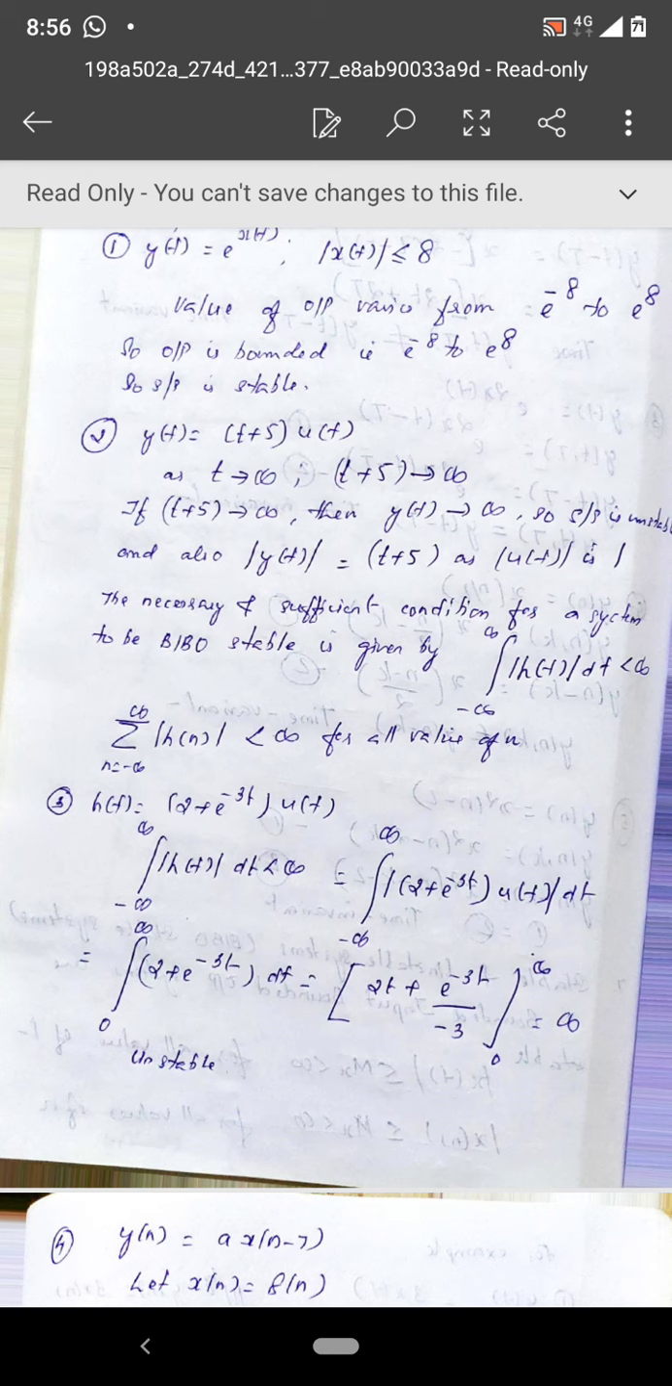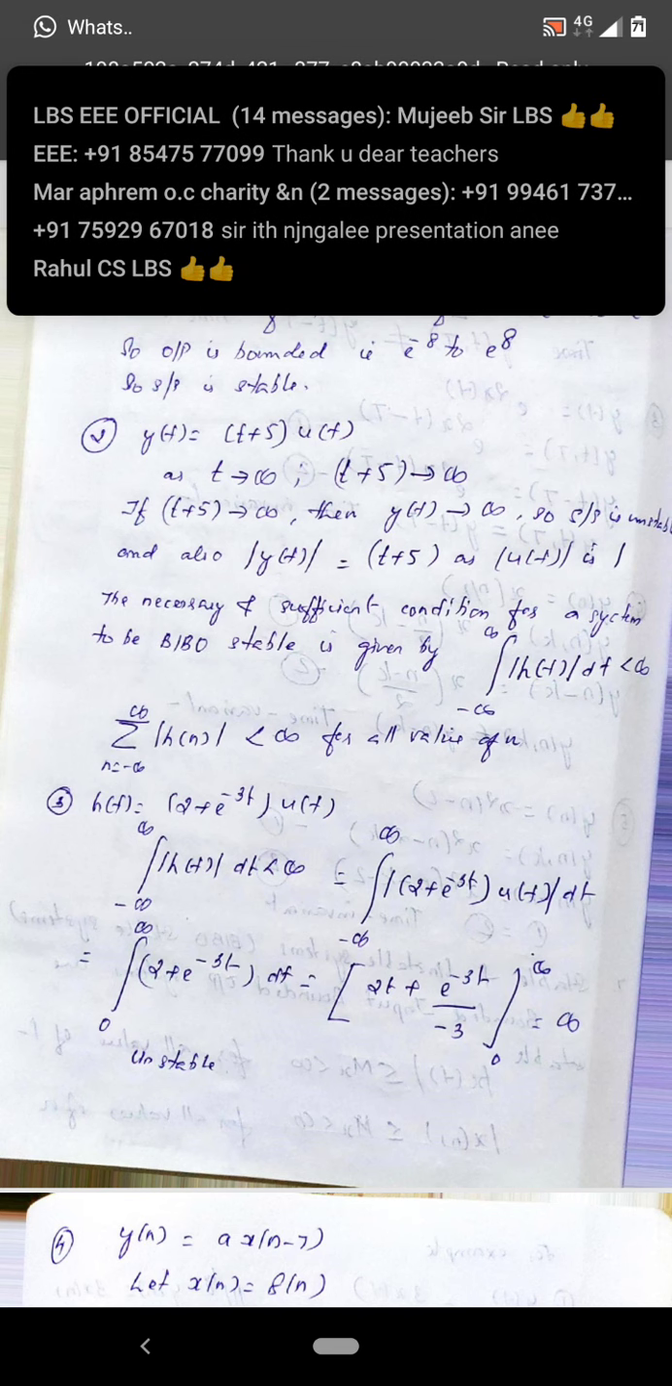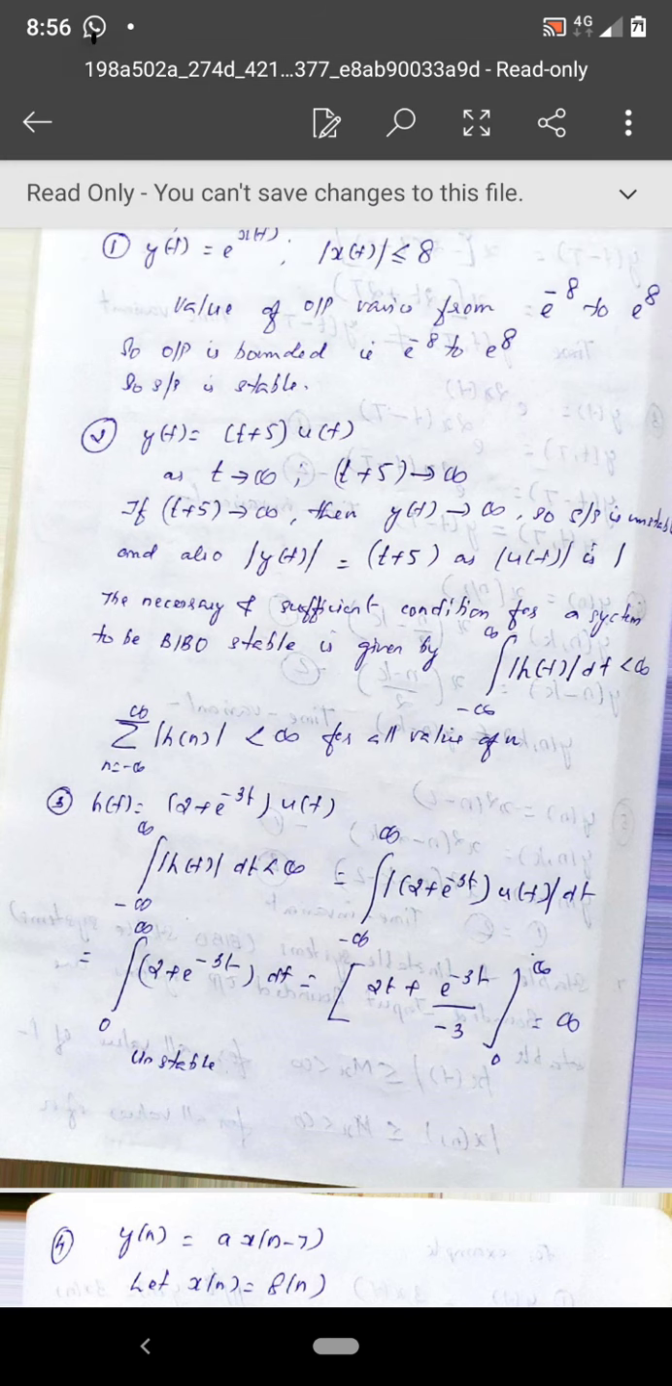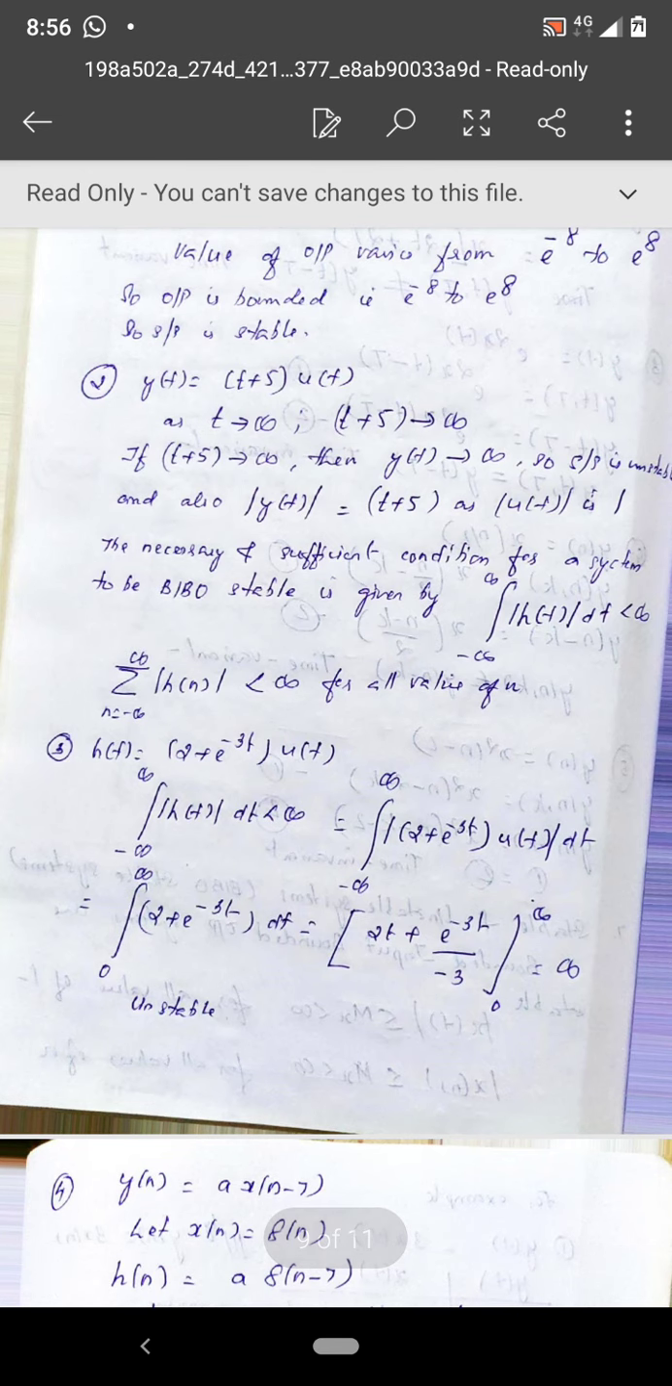Similarly, for a discrete time system, the impulse response of such systems should be absolutely summable. That is, when you perform the summation of mod of h of n, with n ranging from minus infinity to infinity, the value after the summation should be some number which is less than infinity.